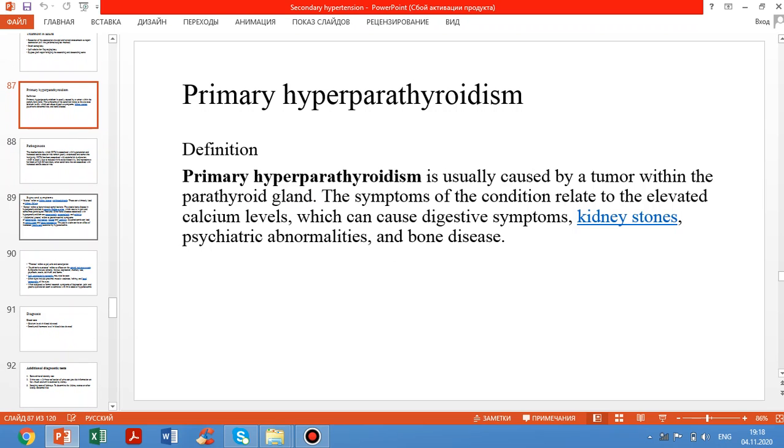Primary hyperparathyroidism, the next cause of secondary hypertension. Definition: primary hyperparathyroidism is usually caused by a tumor within the parathyroid gland. The symptoms of the condition relate to the elevated calcium level, which can cause digestive symptoms, kidney stones, psychiatric abnormalities, and bone disease.